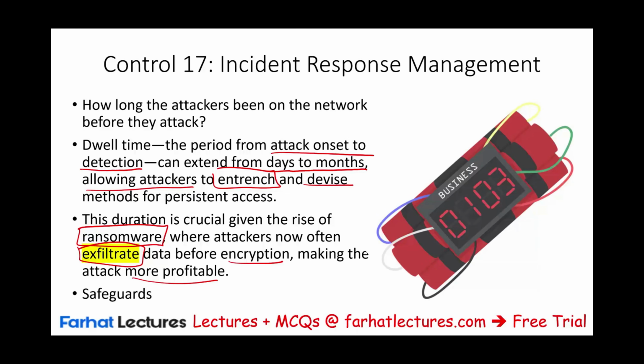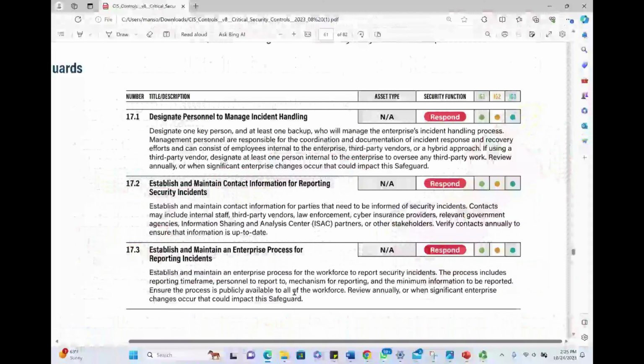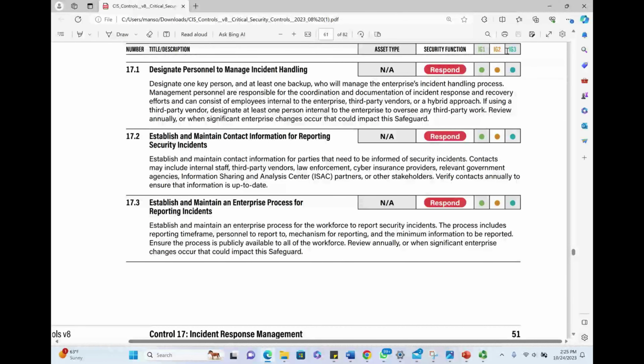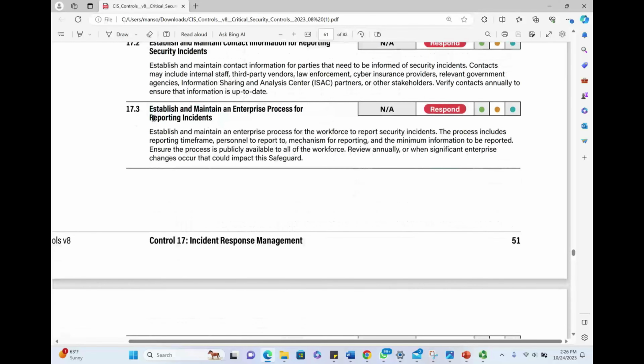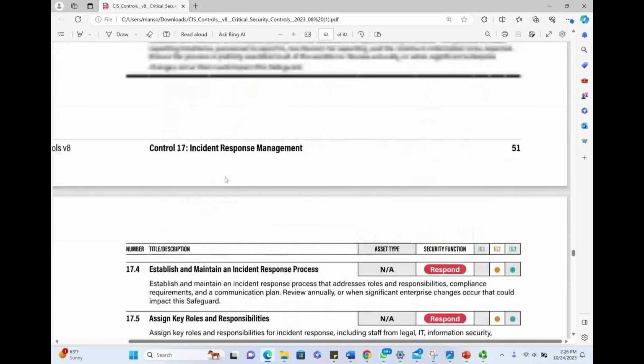Let's take a look at some safeguards for Control 17. Some controls for 17 belong to IG 1, 2, and 3. Let's go over those. Designate people to manage incident handling. Just let some people know they're good in proper communication, proper networking. You need to know who these people are. Establish and maintain contact information for reporting security incidents. Who should we contact when something happens? Establish and maintain an enterprise process for reporting incidents. We have a process. This belongs to 1, 2, and 3.